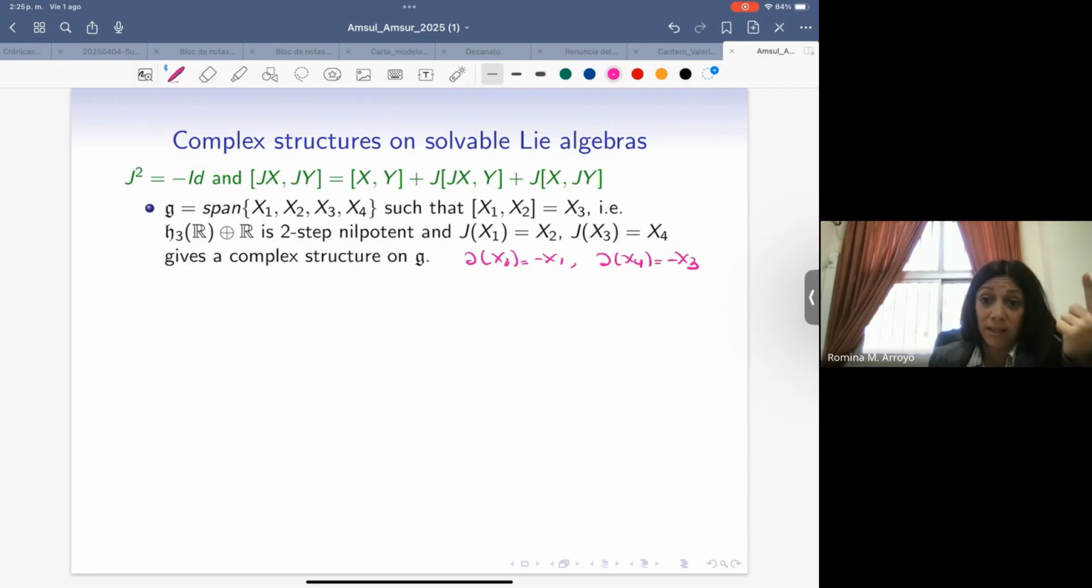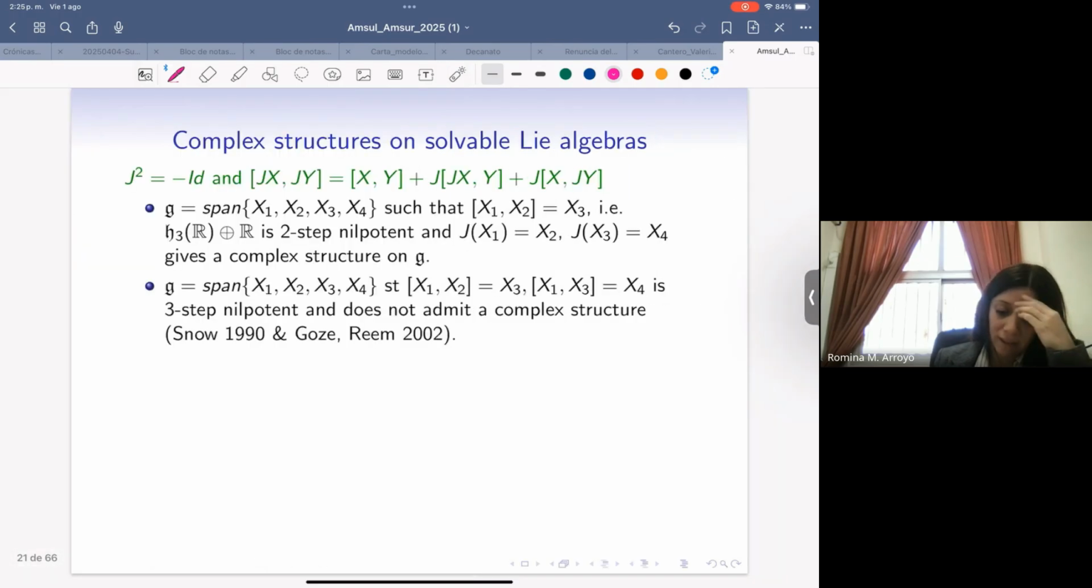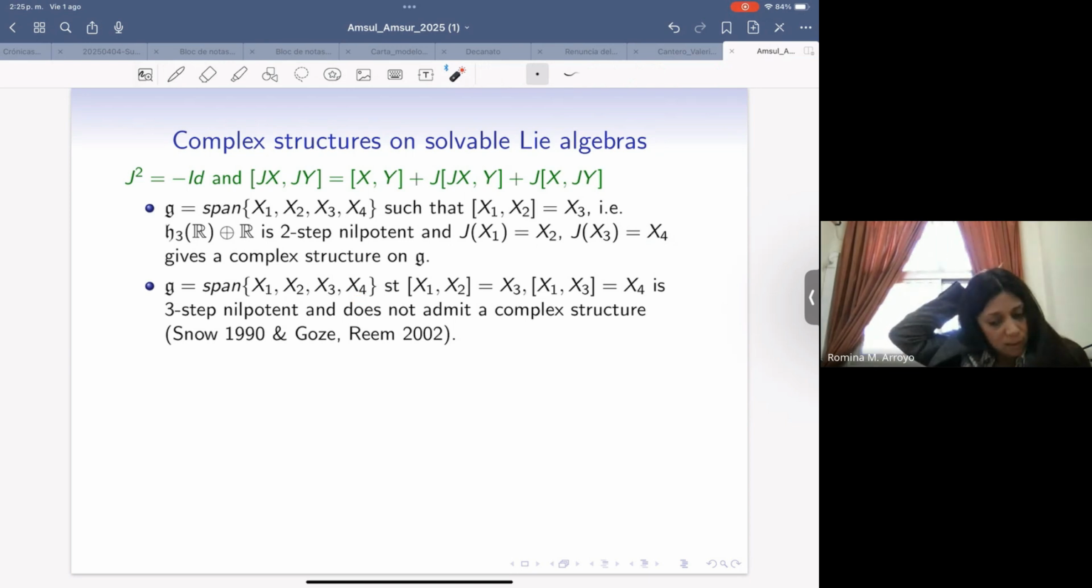The second one is the abelian Lie algebra of dimension 4, which admits a complex structure, and this one is the last one. Again, we have the space generated by this basis, and we consider this bracket. This is a 3-step nilpotent Lie algebra, and it does not admit a complex structure at the Lie algebra level.